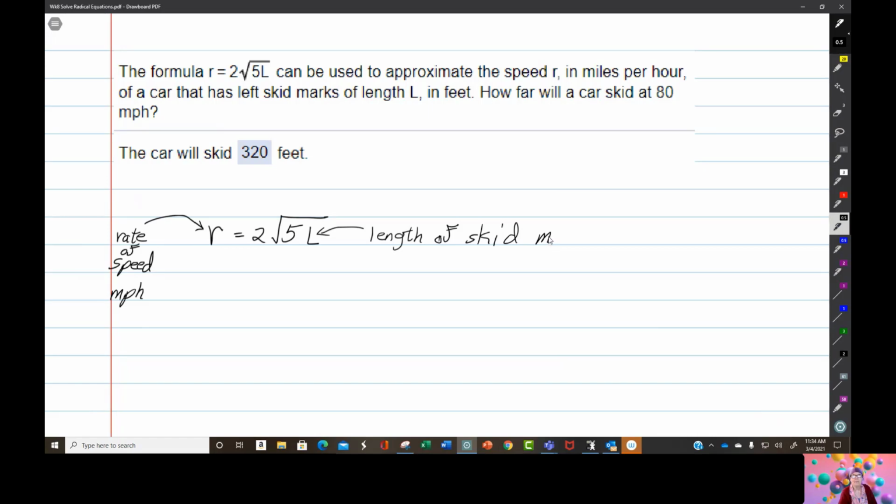Bringing back bad personal memories when I almost plowed into the back of a car. But I didn't. My brakes worked, but I guarantee I left a skid mark. In feet.